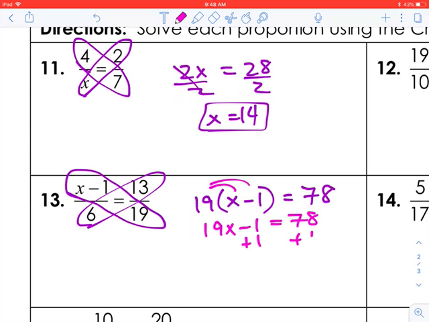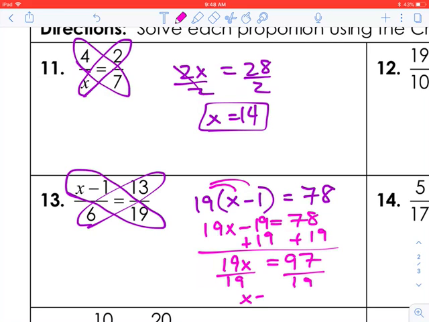So I add 19 to both sides. I get 19x equals 78 plus 19, which is 97. And so I divide by 19. 97 divided by 19. That doesn't look right. What did I do wrong? Oh, nothing. It's just a decimal. So 5.1 or so. We'll just round to the nearest tenth.